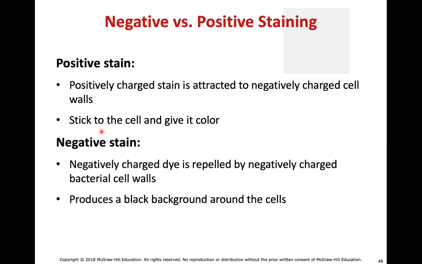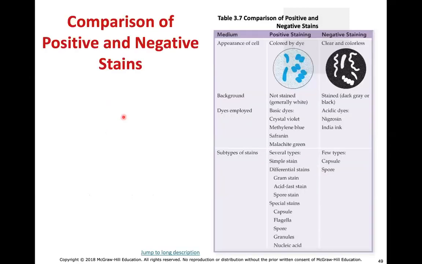So you're essentially staining the entire background and not the cells. This sort of looks like if you were staring at stars in the night, where the cells would appear bright white because they're not stained, but the entire background is stained, say, in a dark black color. And here's an example of those two.